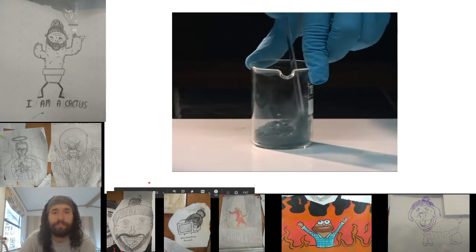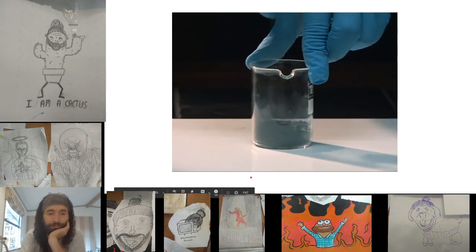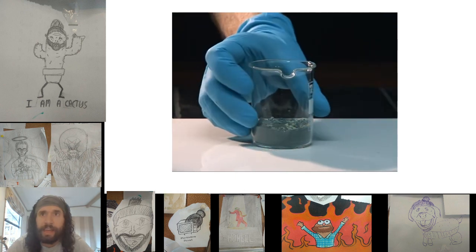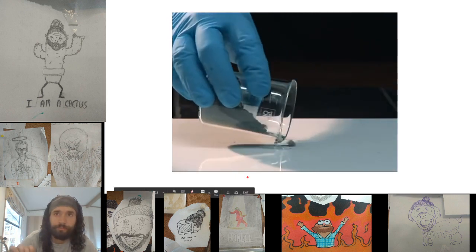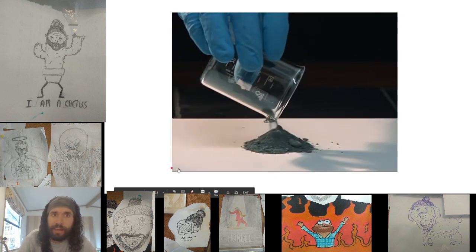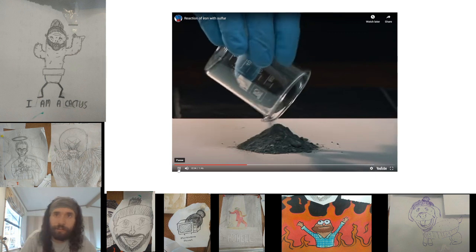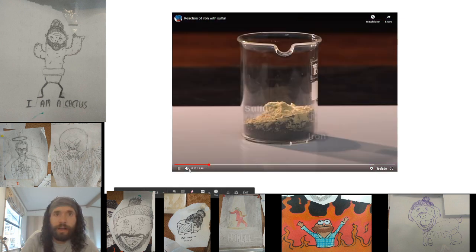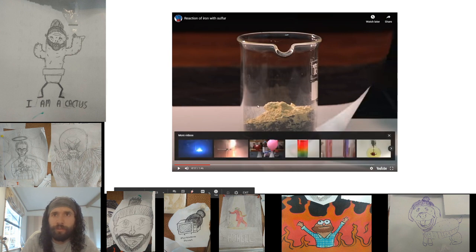So what we have here is sulfur and iron mixed together. Sulfur and iron are both elements, both on the periodic table. So I'll go back and we'll have a look at them better. Sulfur is the yellow one on top. Iron is that grey one down the bottom.